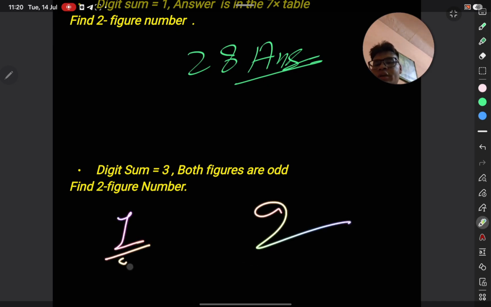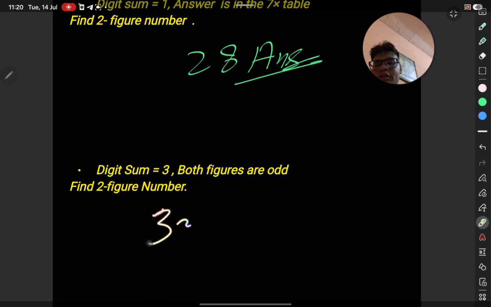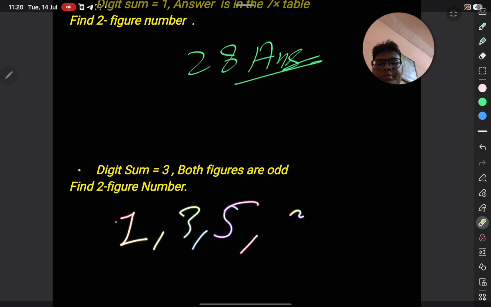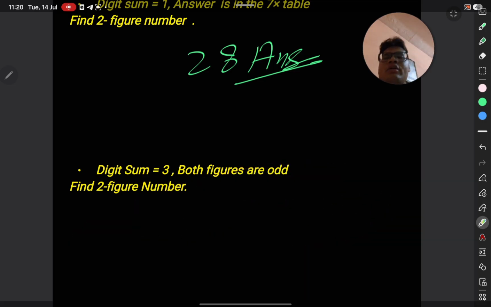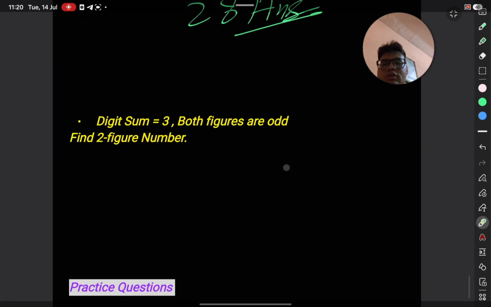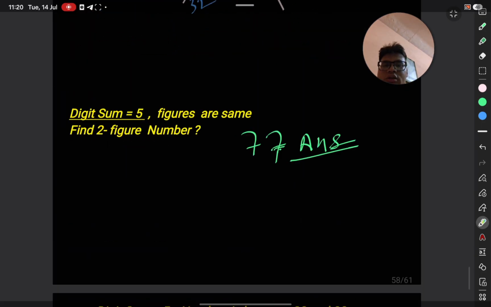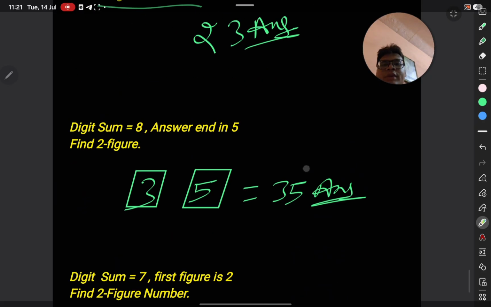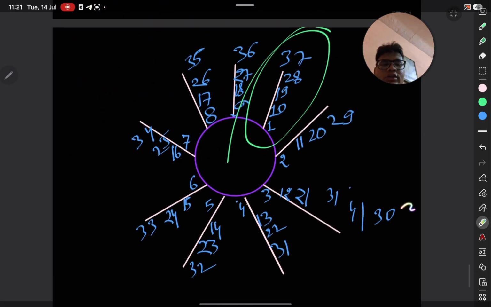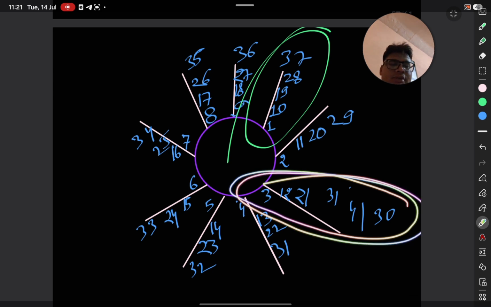1 is not divisible by 2, 3 is not divisible by 2, 5 is not divisible by 2. So I say 1, 3, 5, 7, 9, 11, and so on. These are all odd numbers because they are not divisible by 2. So then we move on to this table. Here digit sum is 3, so we have to choose the branch which has digit sum 3.